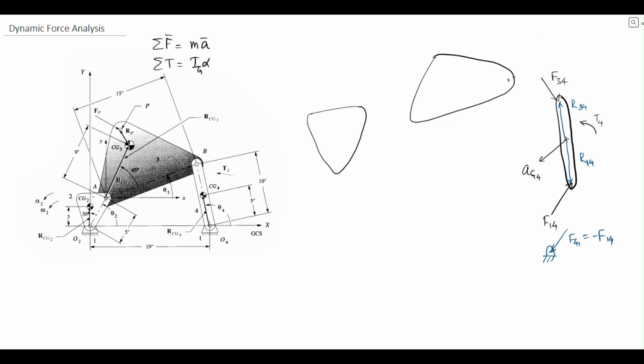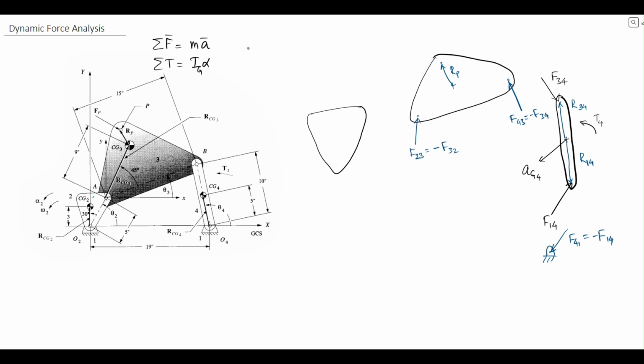We know that at this point, this will be F4 on 3 equal to minus F34, and similarly here there is an external force that acts at point P. From the CG, this point P is at a position RP. We also have this point here where there is a joint reaction coming from link 2 on link 3. This should be equal to minus F3 on 2.